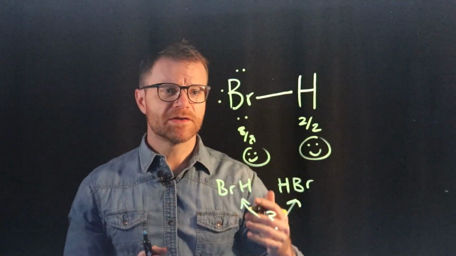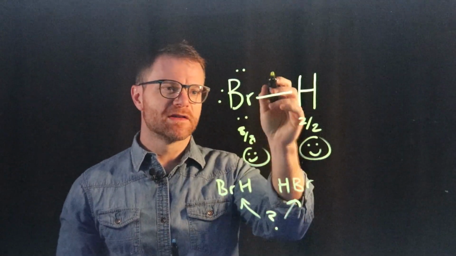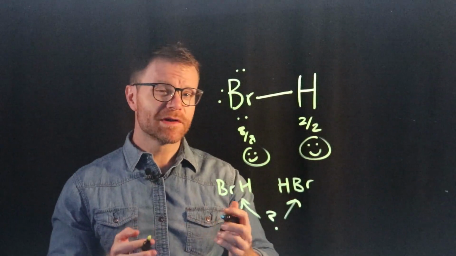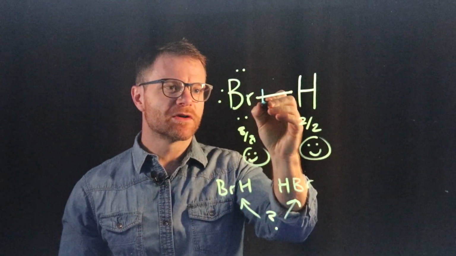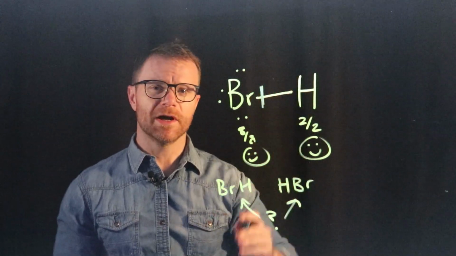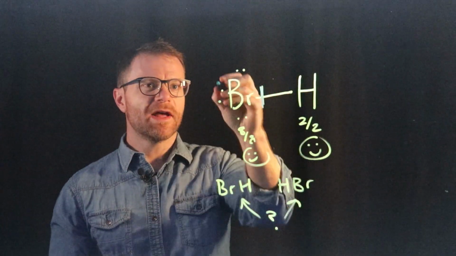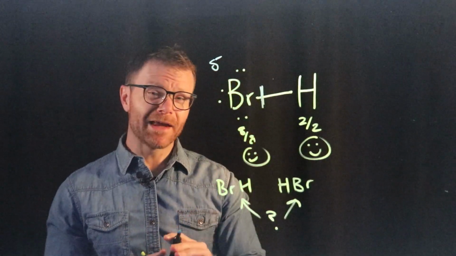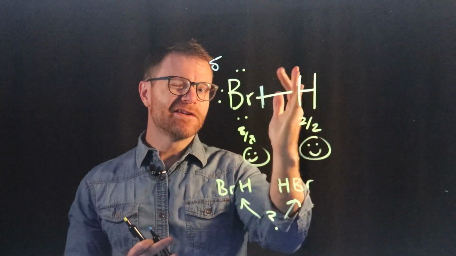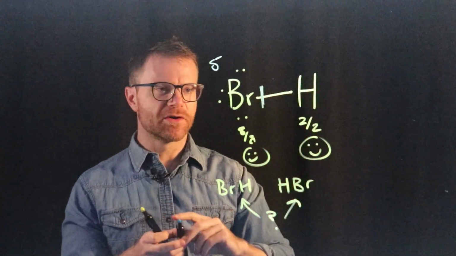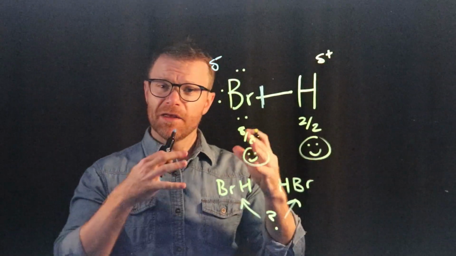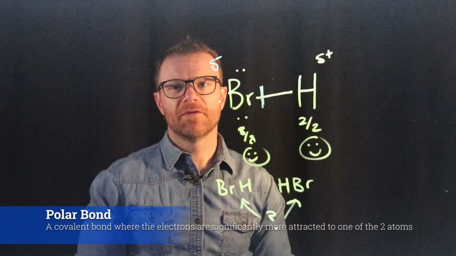So if I were to ask you, where are the electrons in this bond? Are they closer to bromine or closer to hydrogen? You should be able to say that they're going to be a little bit closer, or maybe a lot closer, to bromine instead of right in the middle or closer to hydrogen. And in doing so, that's going to give that bromine a partial negative charge because the electrons are closer to it. The hydrogen, it's kind of like it's given up its electrons because they're closer to bromine now, so it's going to gain a partial positive charge. This is what's known as a polar covalent bond.